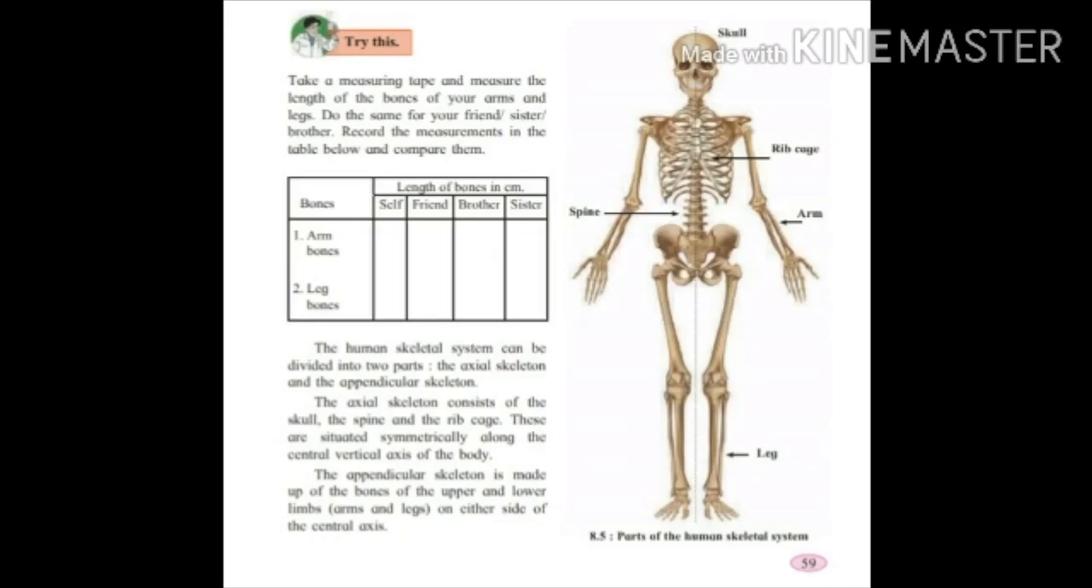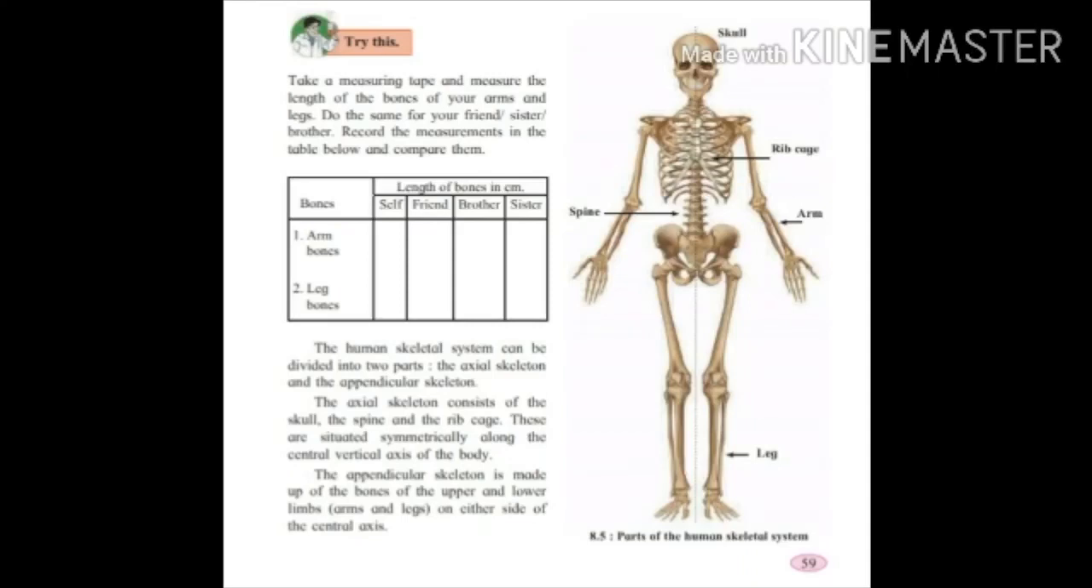Now next we have one activity to do. You have to take a measuring tape and measure all the bones of your body. What you will see is that all the bones are not of the same length. They differ from one another. Now the human skeletal system is also divided into 2 parts. First part is the axial skeleton and the second one is the appendicular skeleton.